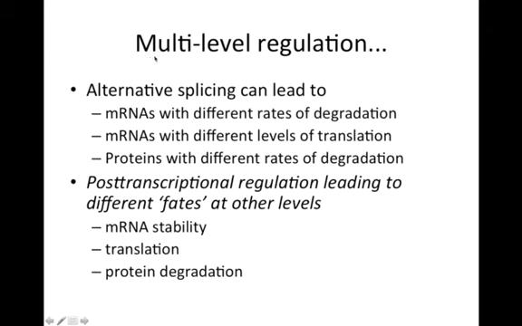So one more point to make is that this can be kind of multi-level regulation. So alternative splicing can lead to RNAs that have different levels of degradation, or RNAs that have different levels of translation, or to proteins with different levels of degradation. So here we have differences in splicing, so that's post-transcriptional regulation, which is going to lead to different fates at the level of how long the mRNA is around to translate, how much it's translated, or the fate of the protein.